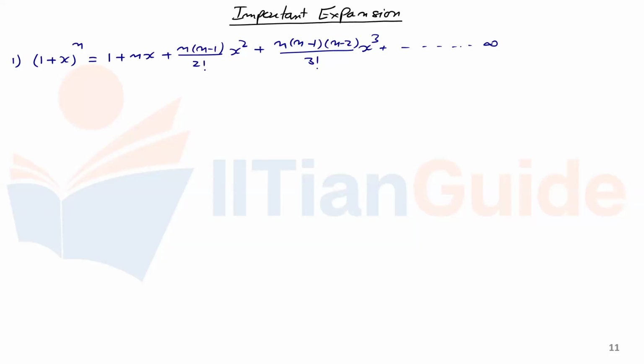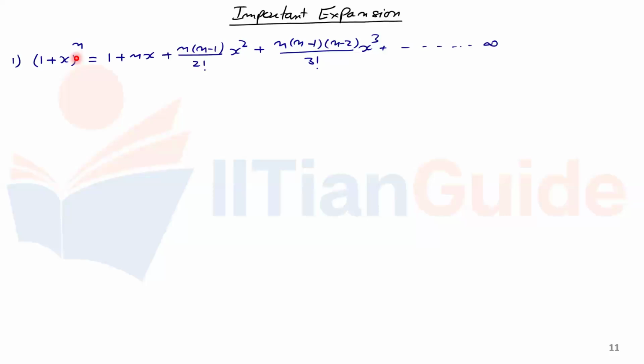But there is a problem in this formula. The problem is that we need 1 here. The first term should be 1. It cannot be 2 or any other number. So the first term has to be 1. It is a must. After that, the value of x has to be between minus 1 and 1. The magnitude of x should be smaller than 1.